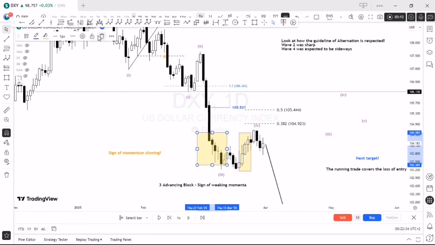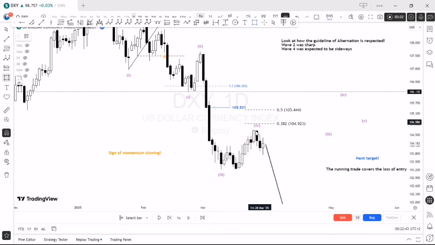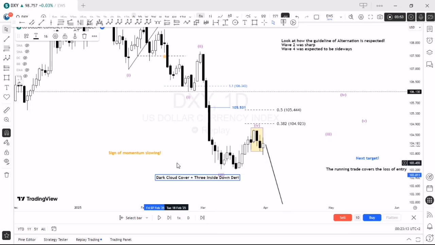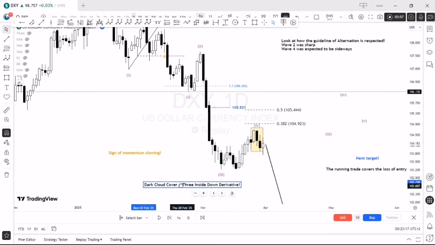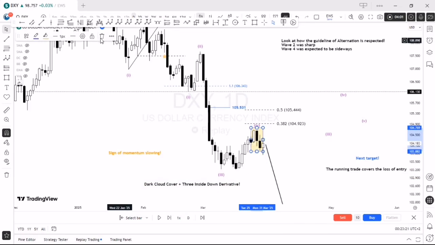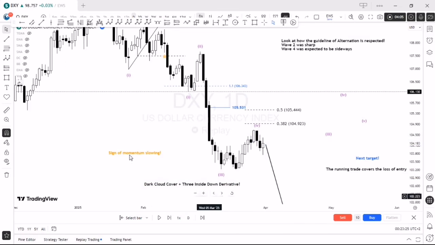But look at what we find here on wave C. This is what we call now 3 advancing blocks. It's basically more of what we call 3 white soldiers, except that instead of the candlesticks increasing in size as the market pushes higher or lower, these ones are actually going down. So it's a sign of weakening momentum in this case, which is a good way of confirming that wave C is coming to an end.